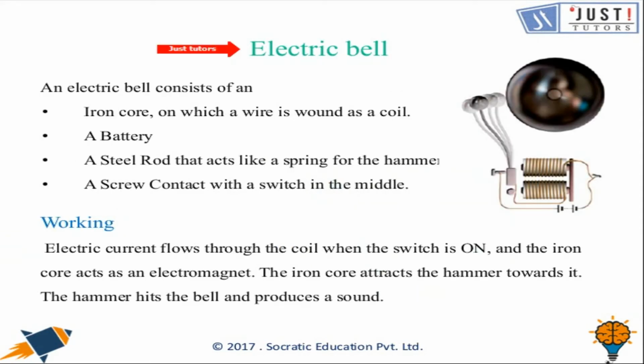Now we'll discuss the circuit of an electric bell. It consists of an iron core on which a wire is wound as a coil. You can see them right here. It also has a battery, and the coil is connected to the two terminals of the battery. There is also a steel rod that acts like a spring for the hammer that hits the bell. And at the end we've got a screw contact which is with a switch in the middle.